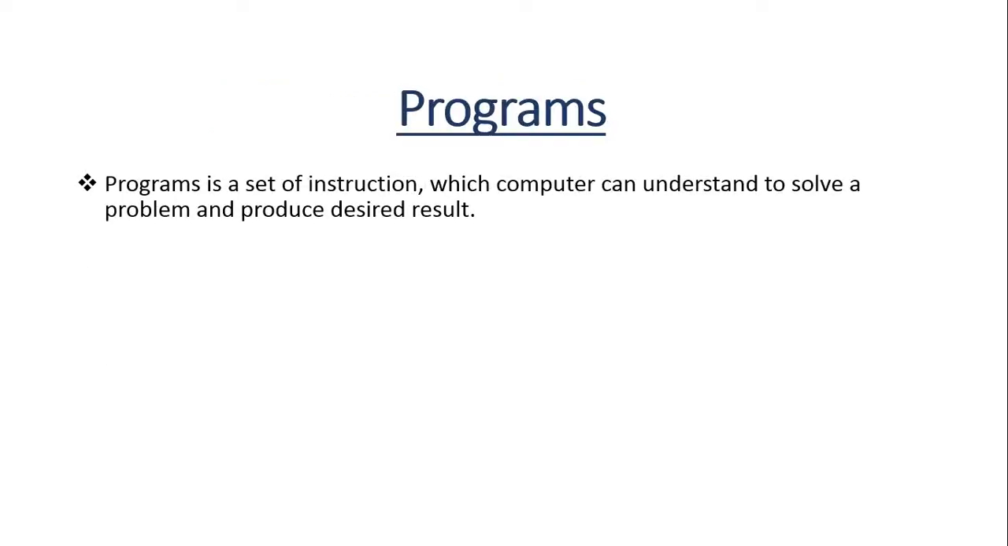Now see, when we interact with the machine, we do not send the instructions one by one. We make a task, and in that task we define a number of instructions, and we collectively send those instructions to the computer. We make a set of those instructions and send the set to the computer. So basically this set of instructions is a program which the computer will understand and solve the problem.